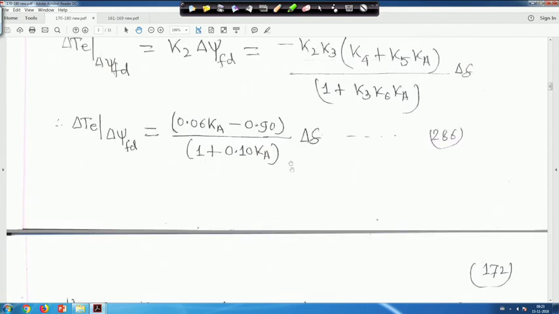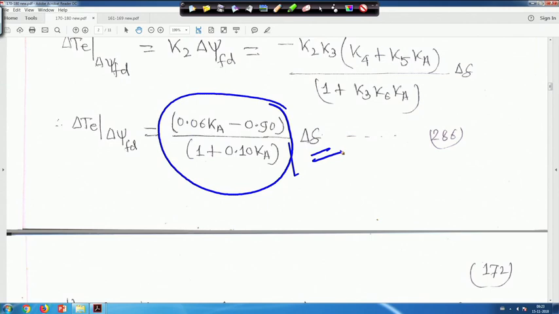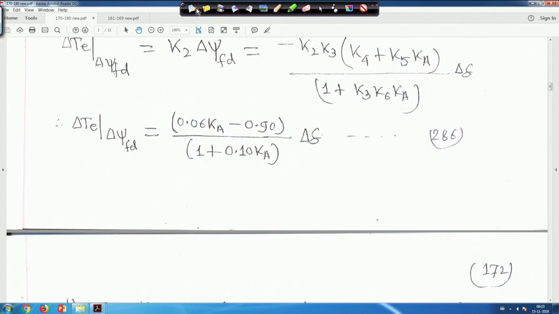So this one is the coefficient of this term delta delta. It is basically the synchronizing torque coefficient, because this is a function of delta delta. So this is your synchronizing torque coefficient, which is a function of Ka. So the synchronizing torque coefficient value depends on the exciter gain Ka, right.